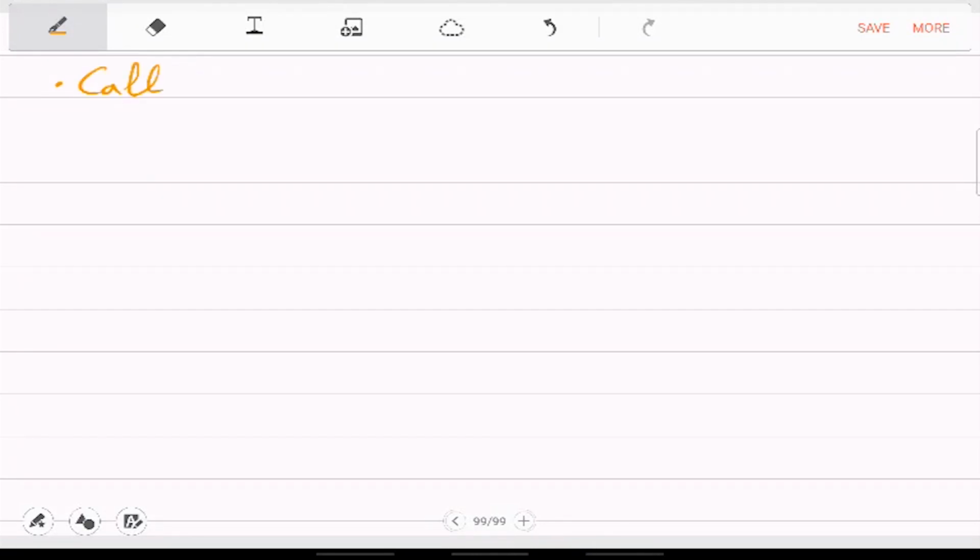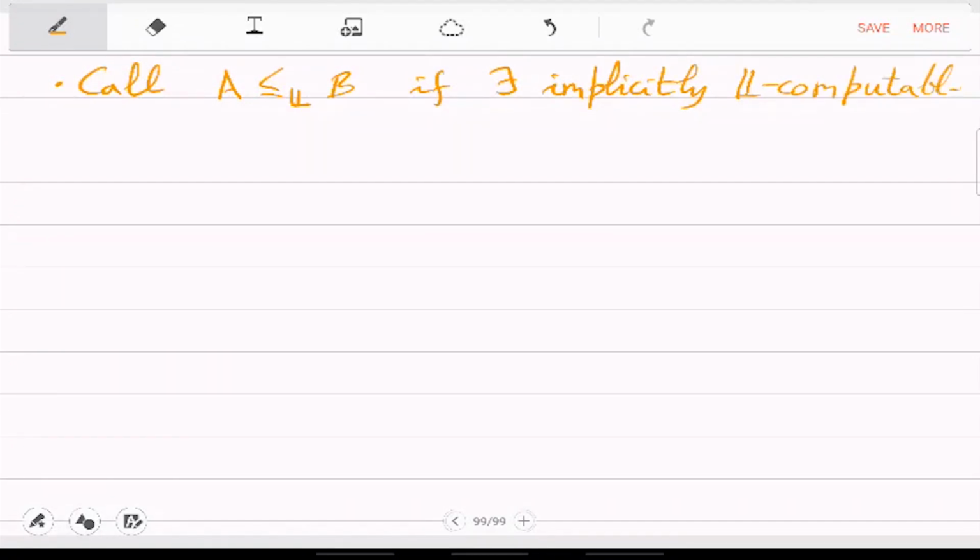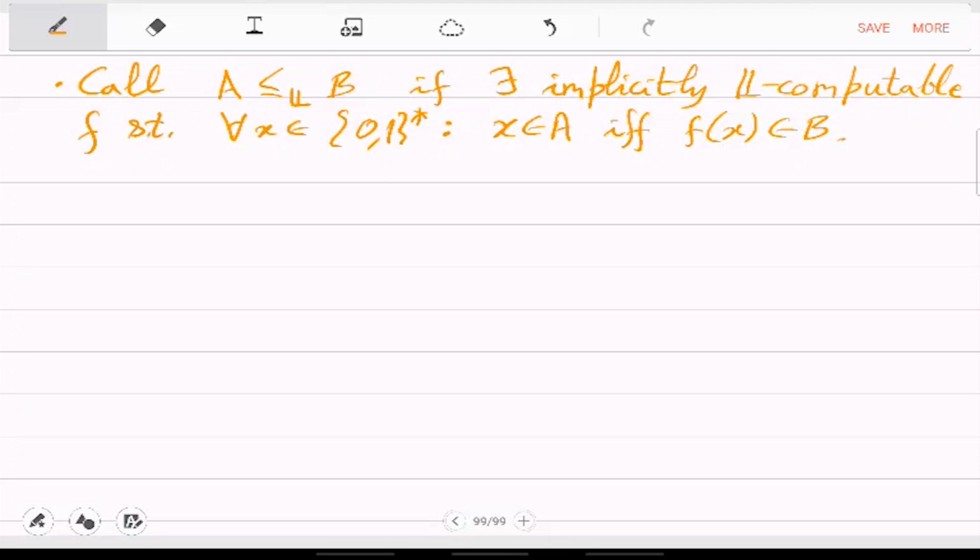and now we define reduction. So, we say A reduces in log space to B if there exists an implicitly L computable f such that for all input strings x, x is in A if and only if f of x is in B. Right. So, this is expected. If you recall Karp reduction, this is exactly the definition. A reduces to B if a yes string maps to a yes string, and vice versa. The image is yes if and only if the pre-image is yes.